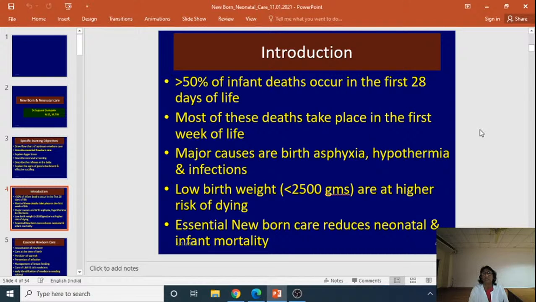The major causes of neonatal deaths are birth asphyxia, hypothermia and infections. Then the low birth weight. There are different causes of low birth weight which you will learn in OBG when you have your posting or your theory classes. Who is a low birth weight baby? A baby who weighs less than 2500 grams or 2.5 kg, and they are at higher risk of dying. So if we provide essential care to the newborn, we can reduce both neonatal and infant mortality.